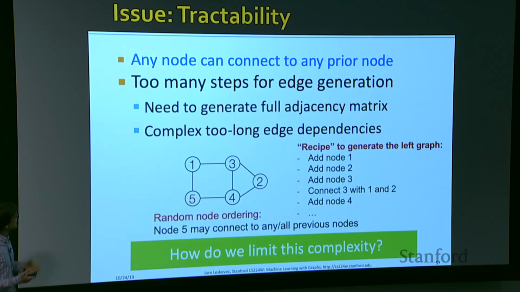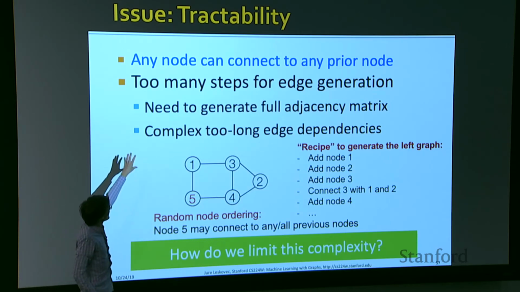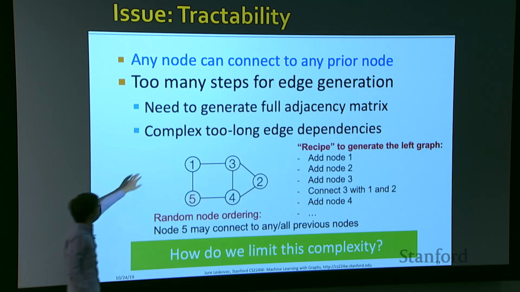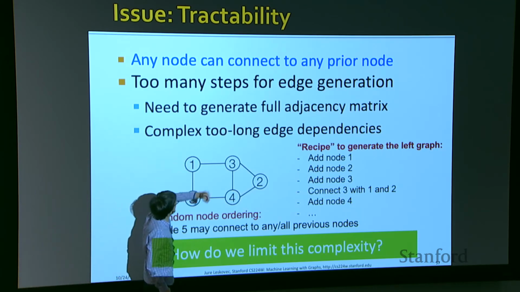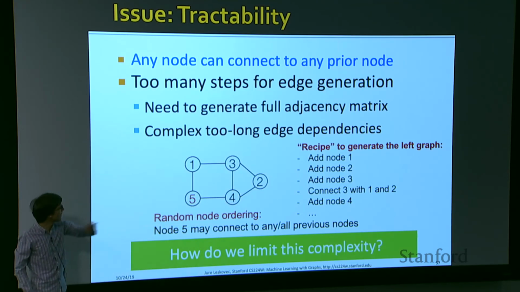Exactly the same point: any node can connect to any prior node. This means there will be too many steps to keep in mind, or too much to memorize, to generate the graph. In principle, we need to generate the full adjacency matrix. These are too long dependencies. I need to memorize too much.